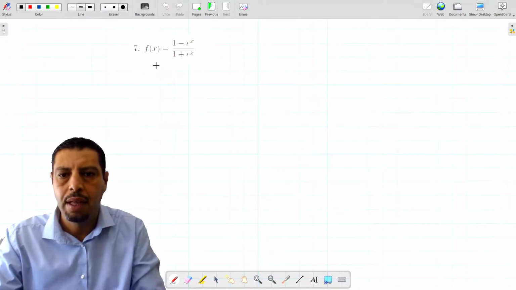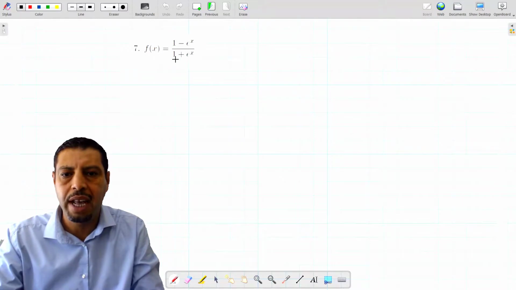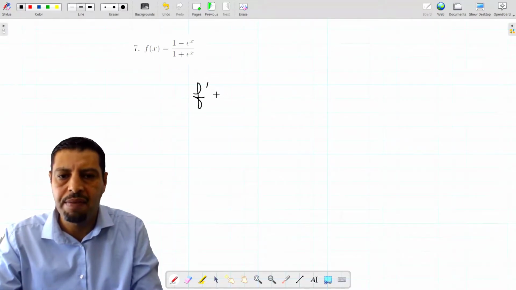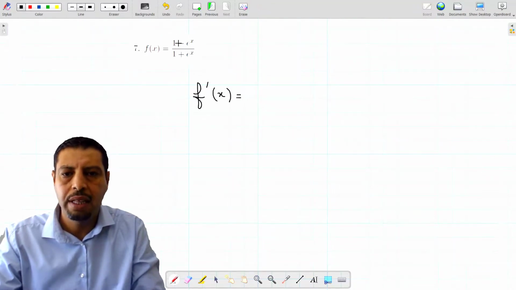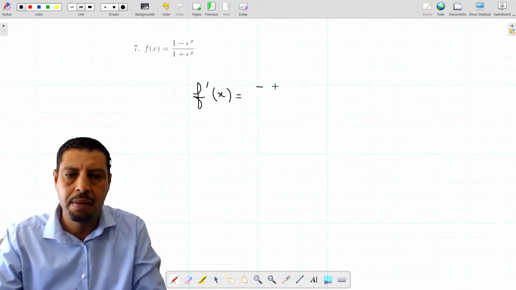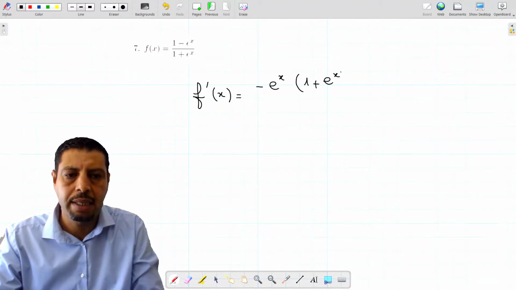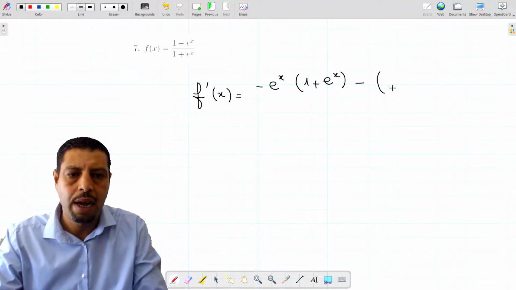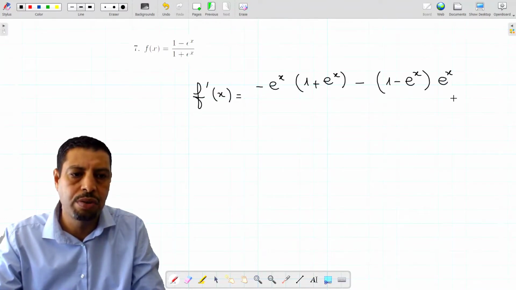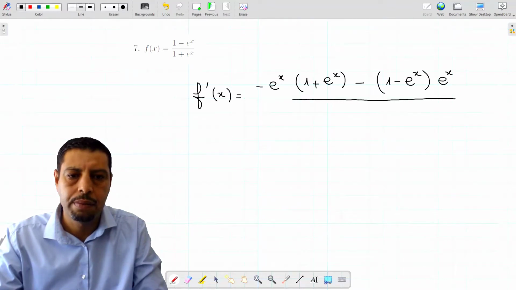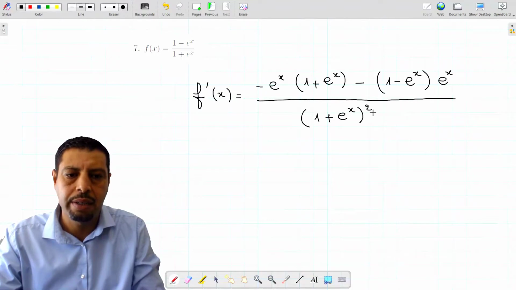Next one, number 7, which is 1 minus exponential x over 1 plus exponential x. Again, here we have a quotient, so we're going to obtain f prime of x equals the derivative of 1 minus exponential x, which is minus exponential x, times 1 plus exponential x, minus (1 minus exponential x) times the derivative of 1 plus exponential x, which is exponential x. We are applying the quotient rule over (1 plus exponential x) squared.